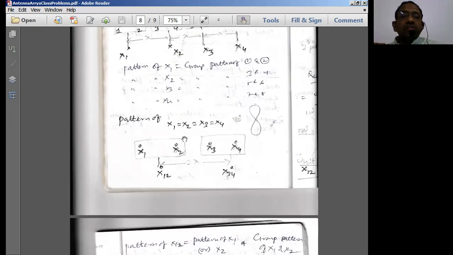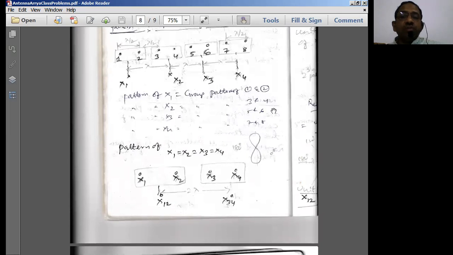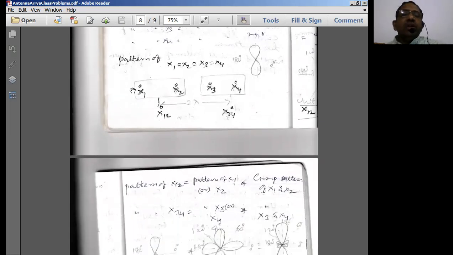So the patterns of x1, x2, x3, x4 we should compulsorily have first of all. The x1 pattern is going to be the broadside array pattern we just discussed previously. Similarly, x2, x3 and x4, all these patterns are going to be similar. Similar to the previous one, the pattern of x1 is nothing but the group pattern of 1 and 2. Similarly, the group pattern of x2 is equal to the group pattern of 3 and 4. Now once we have x1, x2, x3, x4 we can form the next groups.